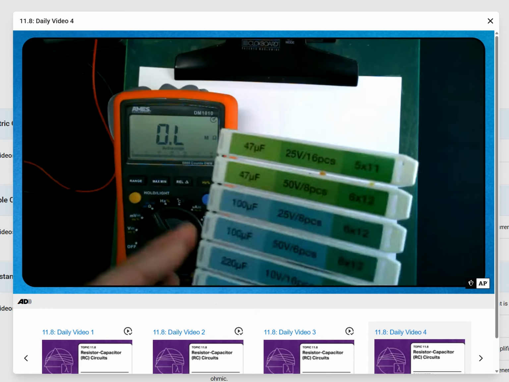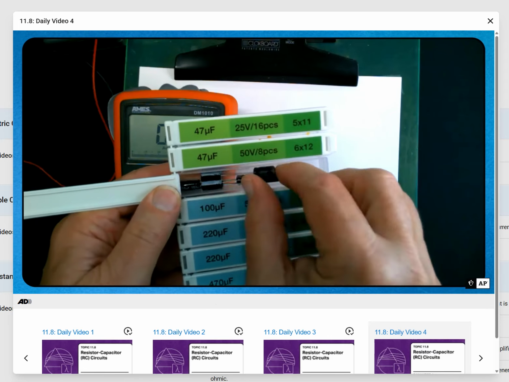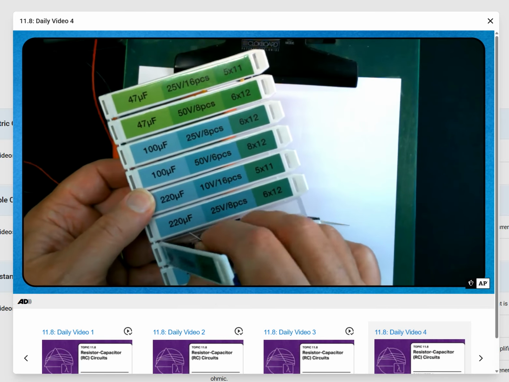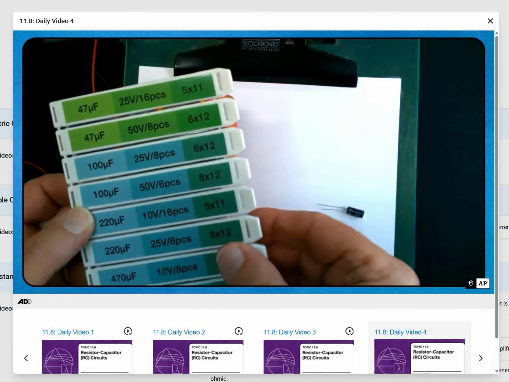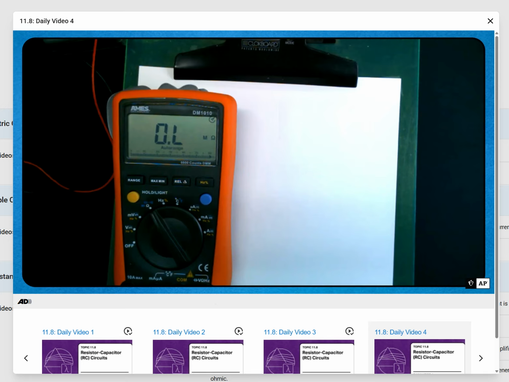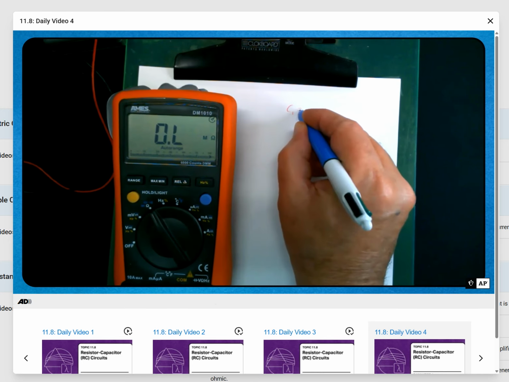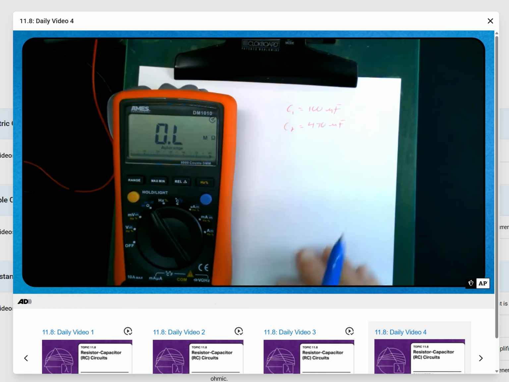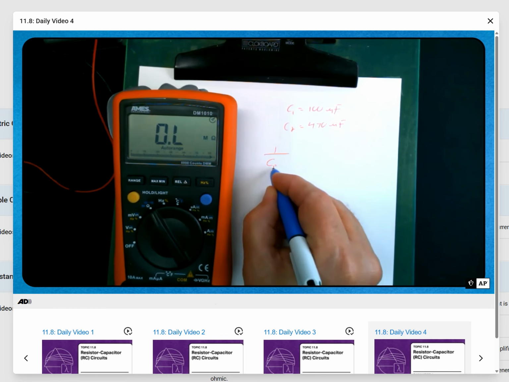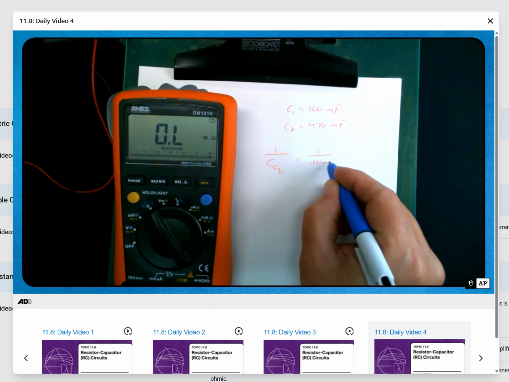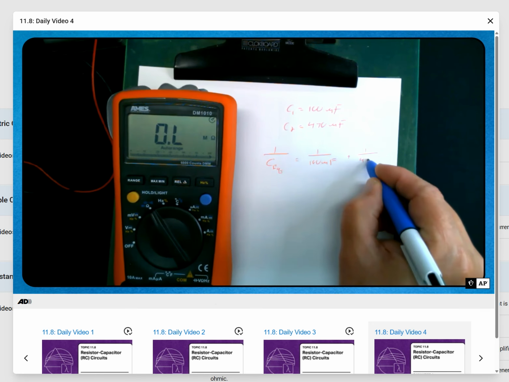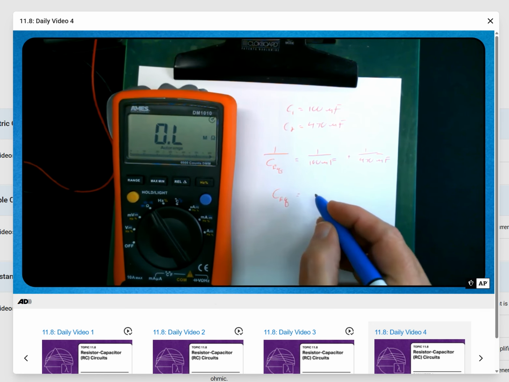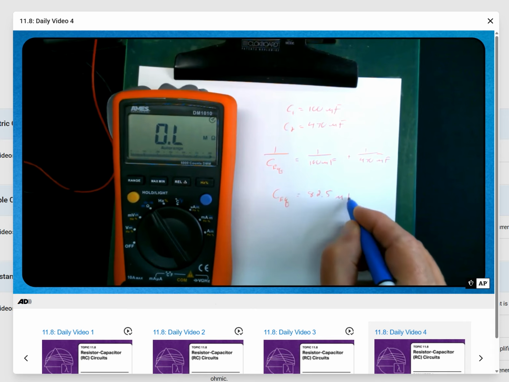Let's take our big container of capacitors. I have one right here, and I'm going to pick a 100 microfarad capacitor, and let's say a 470 microfarad capacitor. Let's see, if we were to wire these in series, we'll call C1 100 micro and C2 470 micro. So in series, it'd be 1 over 100 microfarad plus 1 over 470 microfarad. You can check my math. I believe that works out to 82.5 microfarad. That's in series.